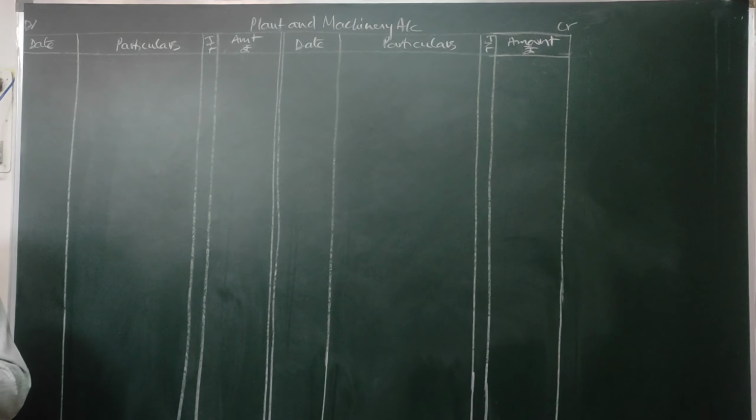So it is a very simple problem, a short problem which has appeared in the 2021 OU paper, Osmania University BCom paper. See, observe what he says. A company has purchased one plant and machinery on 1st April 2018 for rupees 2 lakhs.